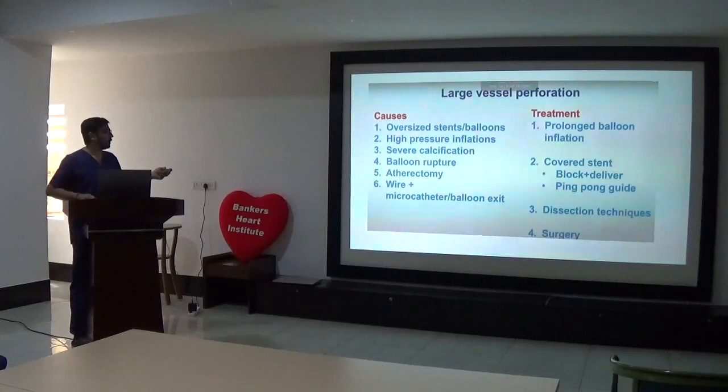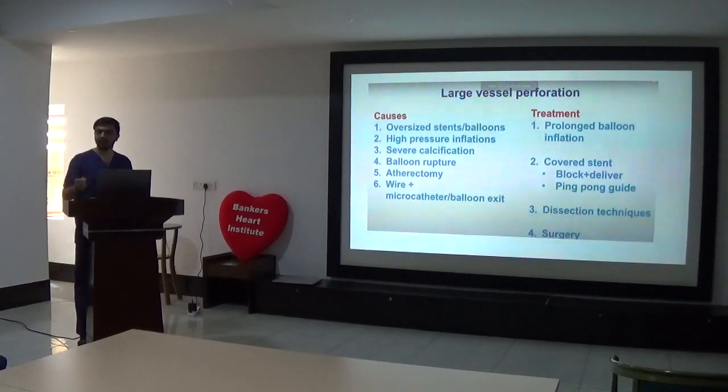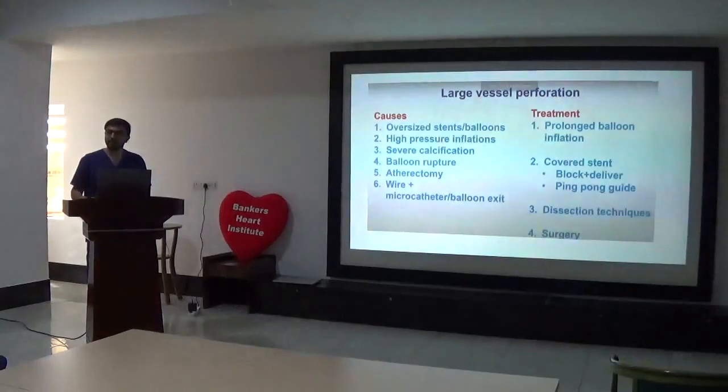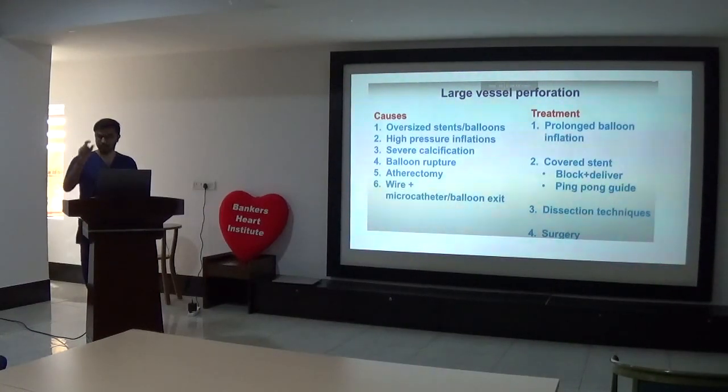What are the causes of large vessel perforation? These are the causes. Like using an oversized stent. On intravascular imaging we observe many times different projection views. There is some inter-observer variation, where one person sees a 2.5 mm vessel and someone else sees a 3 mm vessel. We put in a 3 mm stent and it will lead to an oversized stent, and the balloon will lead to rupture.